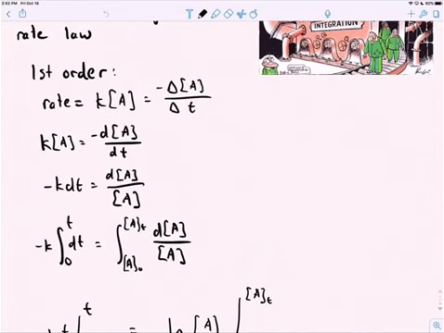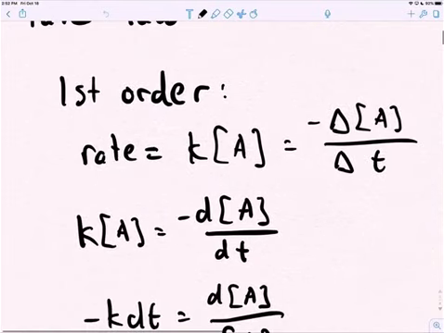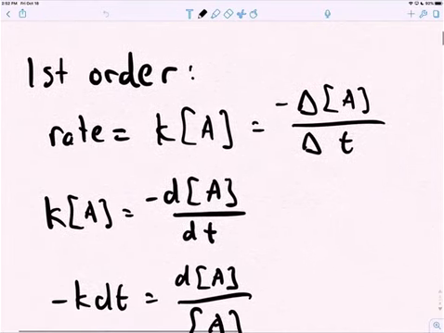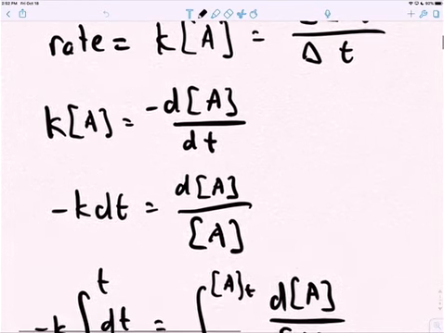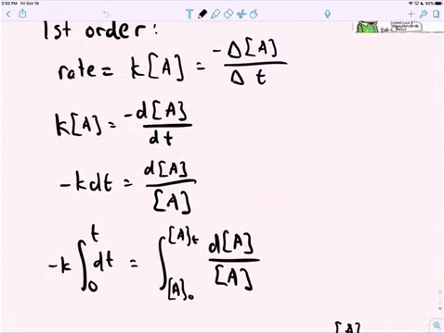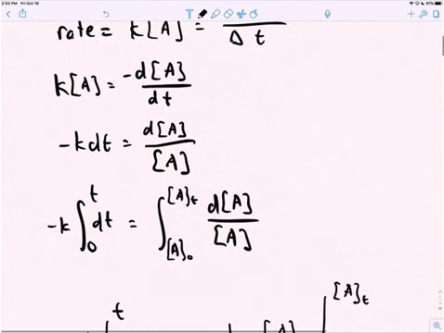So the first order rate, this is just the rate law. Rate is equal to some k times the concentration of A. It's first order, the first power. And that is the rate of disappearance of A, minus delta A over delta t. So then you set these equal to each other and you go to infinitesimal dt, and then you rearrange where you have minus k dt equals dA over A, and you integrate from 0 to t for time, and A0 to At.